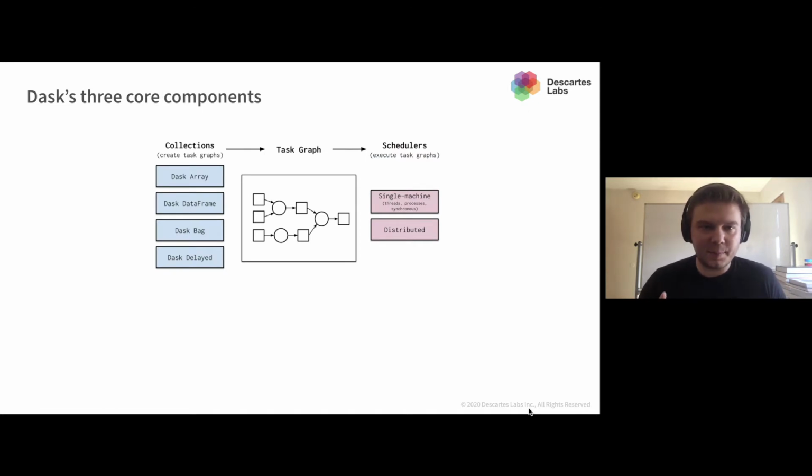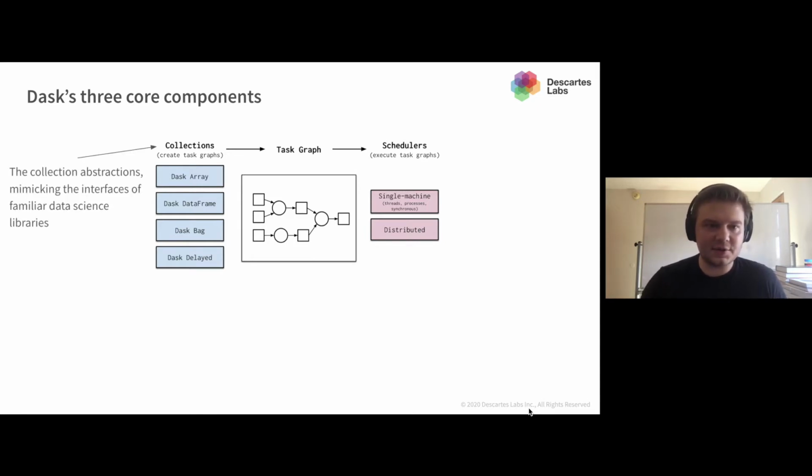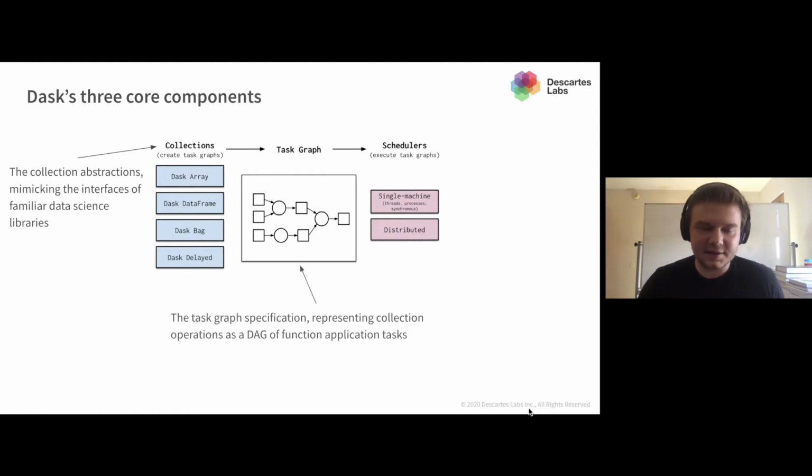Dask has three big core components, the nice stratified layers that we can talk about. There are the collections abstractions. These mimic the interfaces of those popular data science libraries that I just mentioned. There is also the Dask delayed concept, which allows you to wrap custom arbitrary functions. So that gives a ton of flexibility. There's the task graph specification, and that's for representing the imperative operations on those collection abstractions as a DAG of function application tasks under the hood.